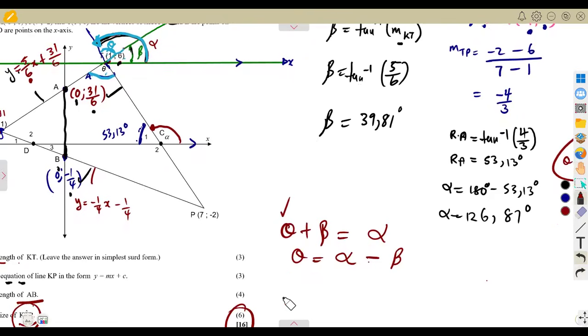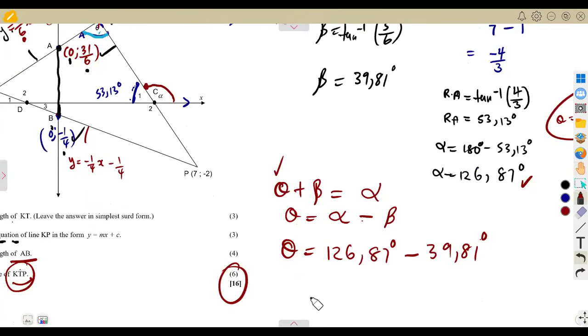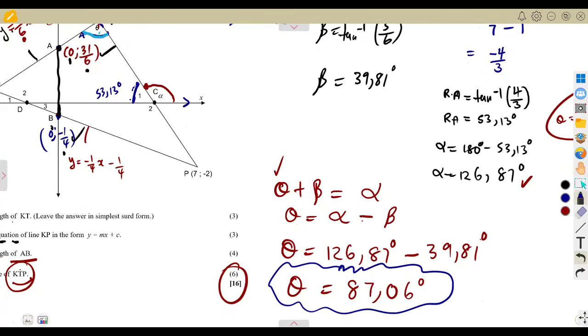So by subtracting this, we're going to use the vertically opposite angles concept. That means our theta is going to be alpha, 126.87 degrees, minus the beta, 39.81 degrees. If you subtract this, you have the exact angle of theta, which is 87.06 degrees. There were so many ways that you could have calculated this.